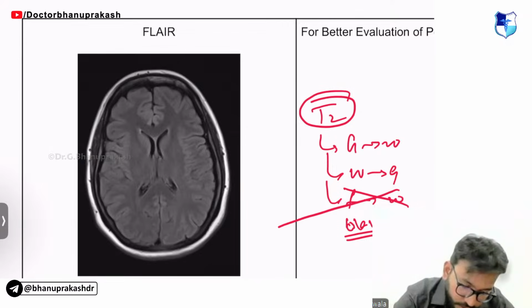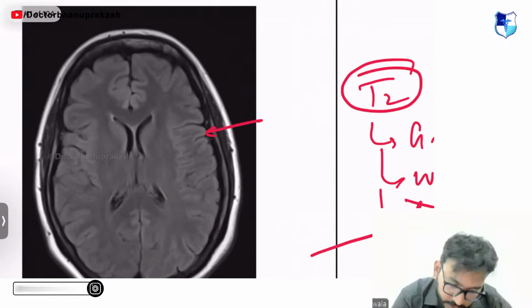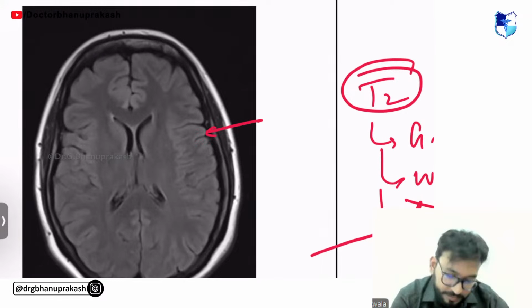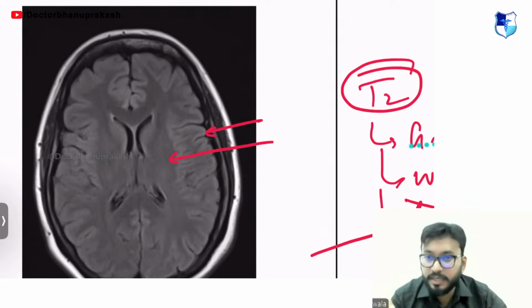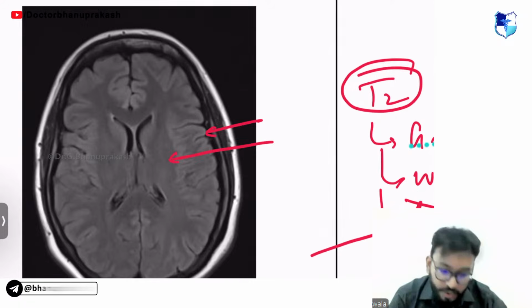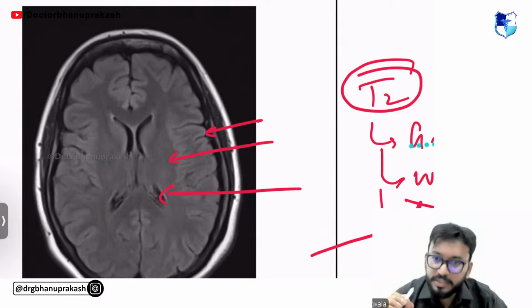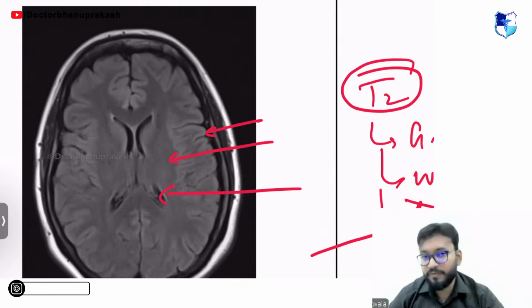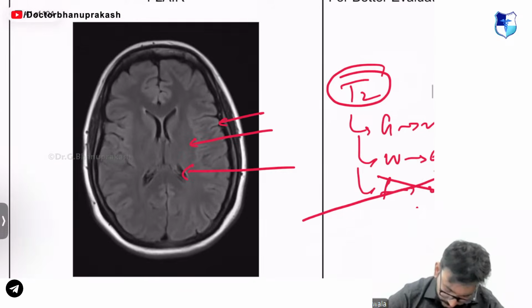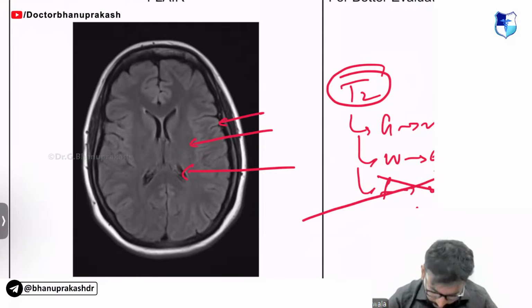Can you see? Look at this, guys. The outer aspect is white and the inner aspect is gray. That is opposite of normal anatomy, so it has to be T2. But water is not white. This is a T2 sequence, but water is black here. This has to be a FLAIR sequence, guys.